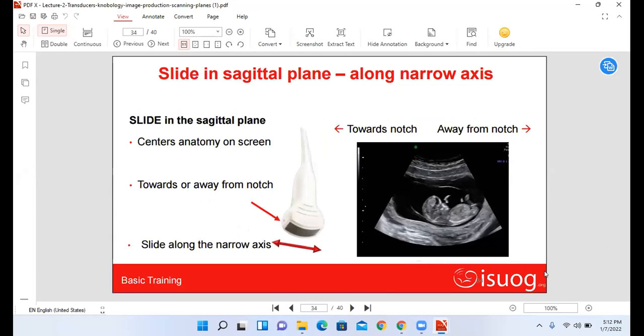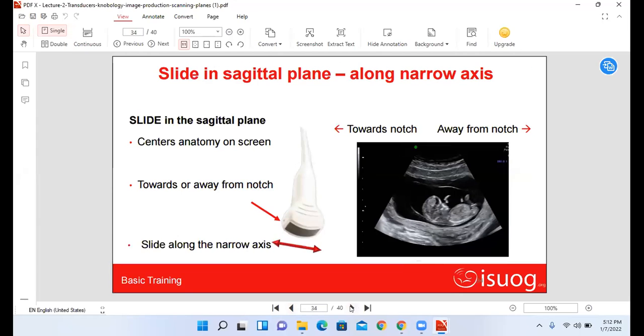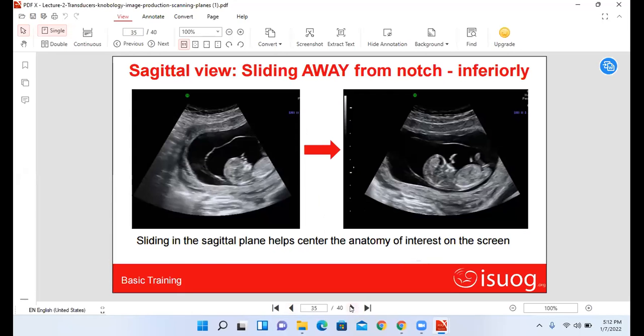Slide in a sagittal plane along a narrow axis. So this we have discussed again, and the center of anatomy should always be in the center of the screen. Yeah, by the sliding movement the object will come to the middle. Yeah, next slide please. Sliding in the sagittal plane helps center the anatomy of interest on the screen. Yeah.